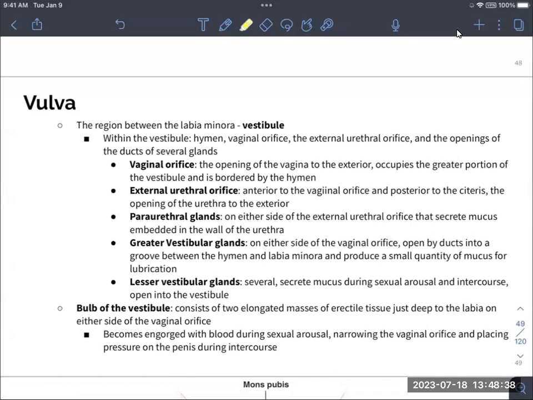The vestibule. That is what is found between those labia minora. So that's where that hymen will be found. We have the vaginal orifice, the external urethral orifice, and then we have different glands. The vaginal orifice is the opening to that vagina, and the external urethral orifice is the opening to that urethra.